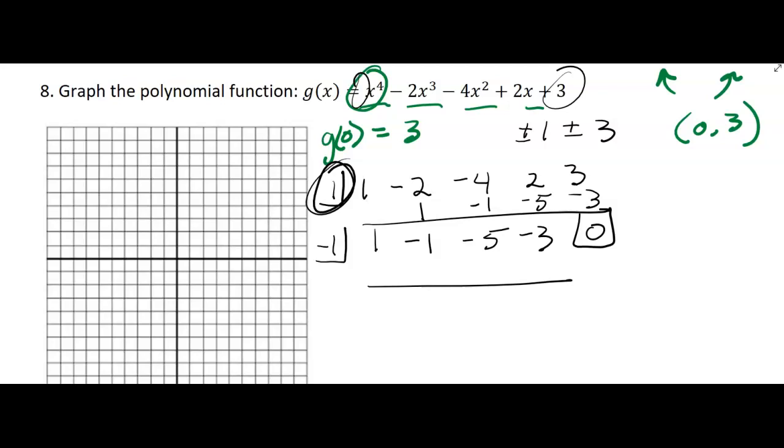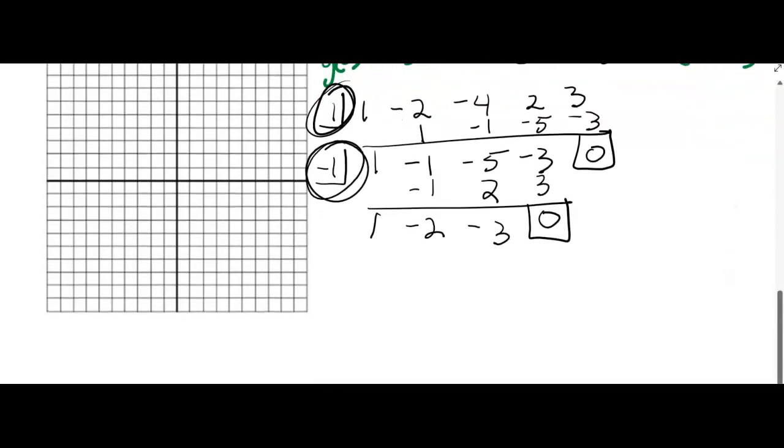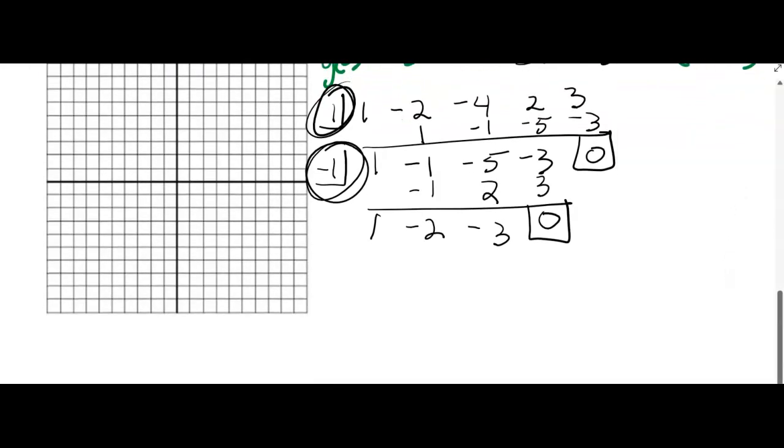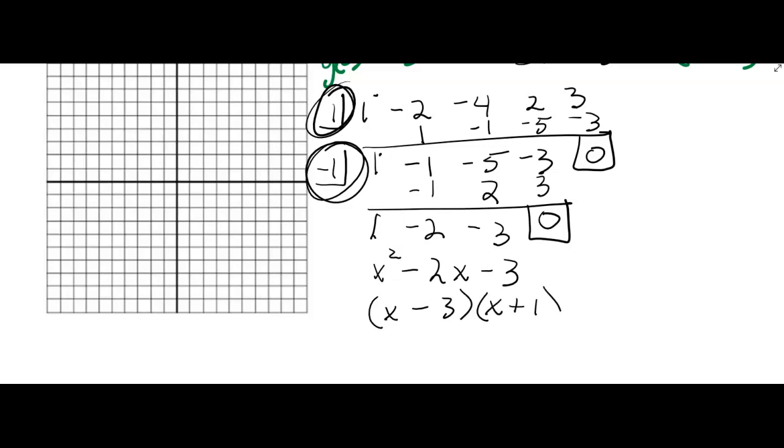All right, hopefully. Bring down the 1, multiply, add. -2 times -1 is 2. That's going to be a -3. -3 times -1 is 3. Oh, that's nice. That one was also a 0. Okay, so now I'm down to a quadratic. I started at x to the 4th. Now I'm x cubed. Now I'm x squared. So x squared minus 2x minus 3. And that factors into x minus 3 and x plus 1.